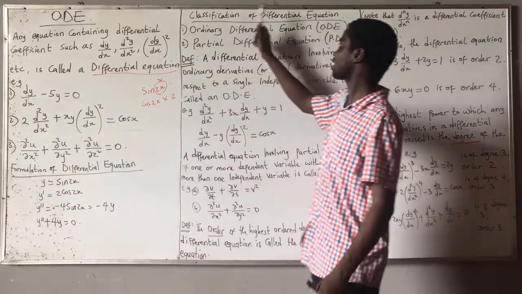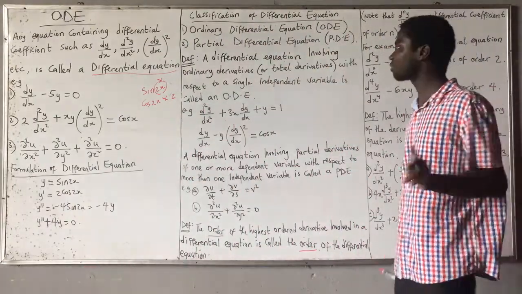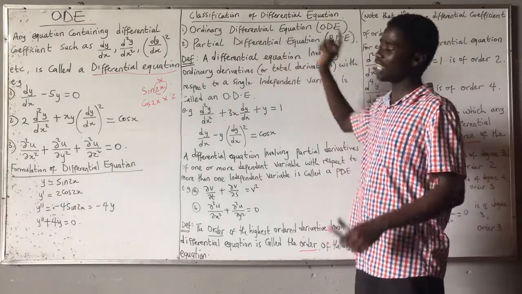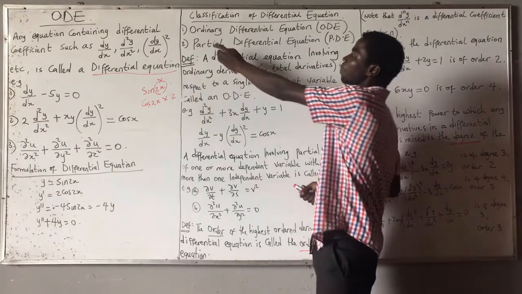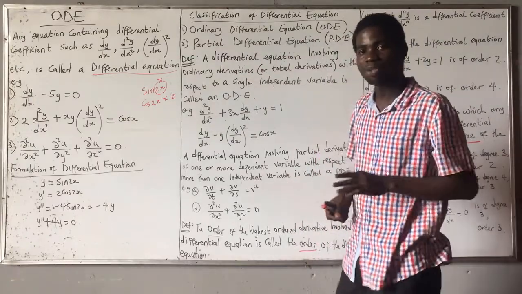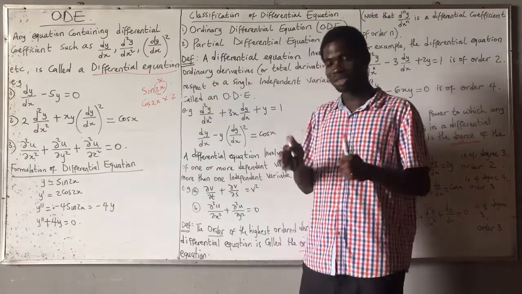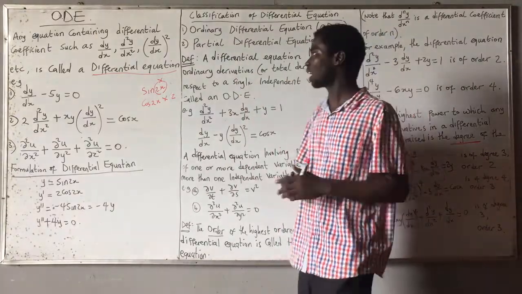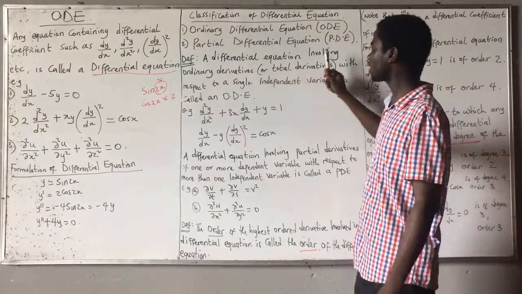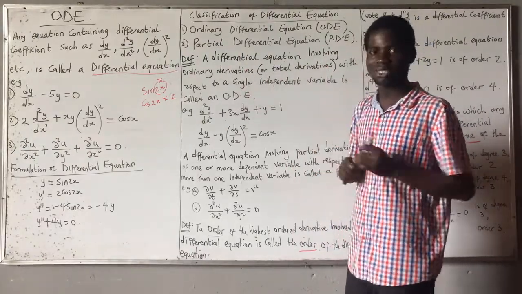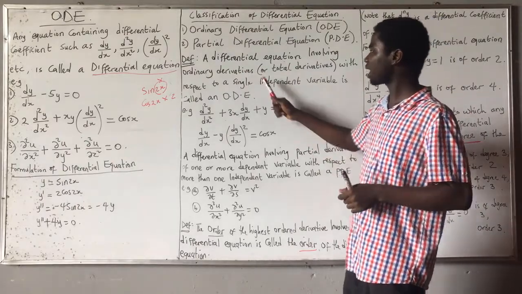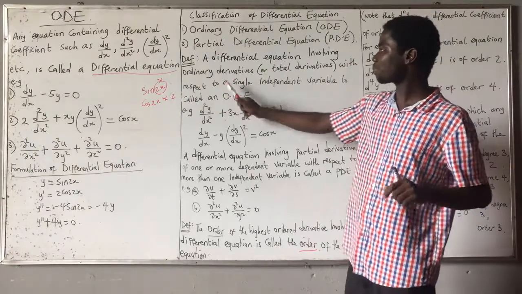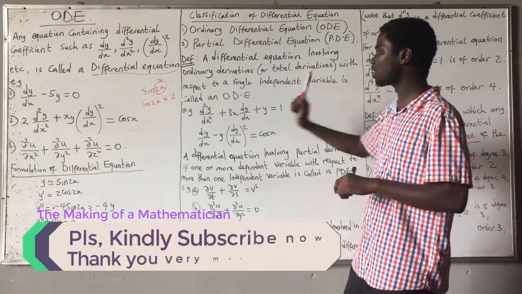You get that. Now, classification of differential equations. We have two classifications, ODE and PDE. ODE means ordinary differential equation, then PDE, partial differential equation. So you have two types, but the one I'm focusing on in this video is ODE, ordinary differential equation. Now look at it. A differential equation involving ordinary derivatives, or total derivatives, with respect to a single independent variable is called an ODE.